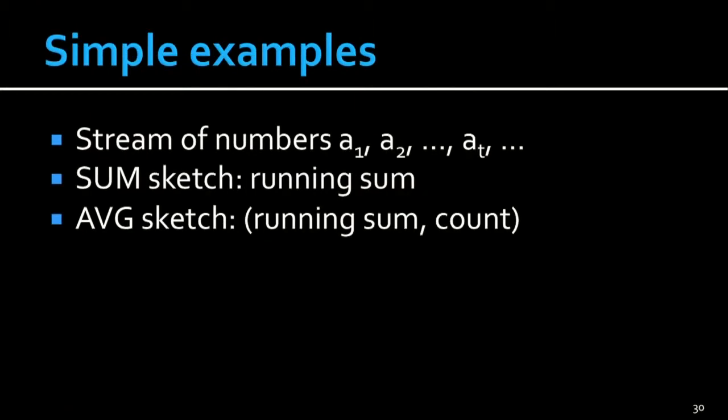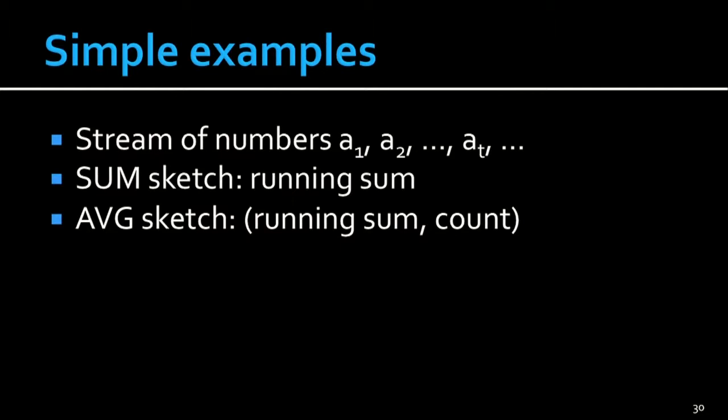Let's see the simplest examples of a sketch. So let's say you have a stream of numbers, A1, A2 through AT, some numbers like 1, 2, 100, whatever. What is a sketch for sum? Well, the sketch for sum is just a running sum. You just keep this summation of the numbers that you have seen so far. Whenever you see a new number, just add it to this number that you have so far, and that's the updated value of the sum. And whenever you want to see what the sum is, you just read off this number.